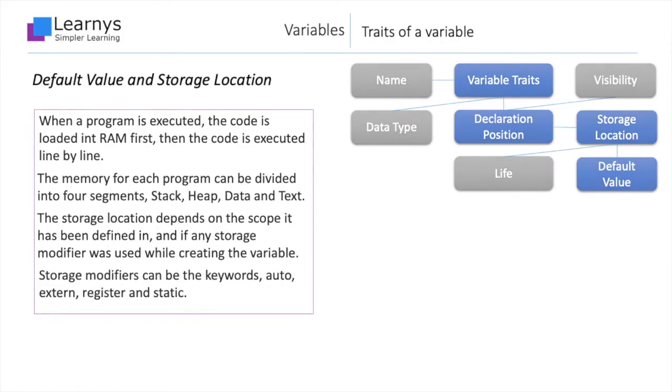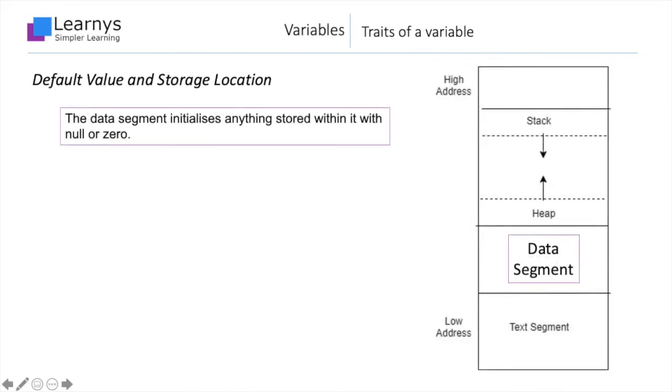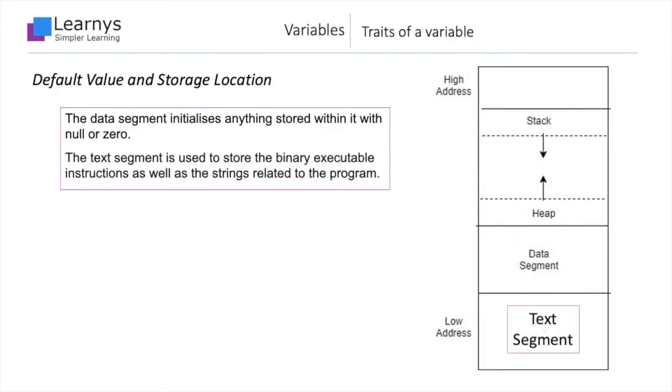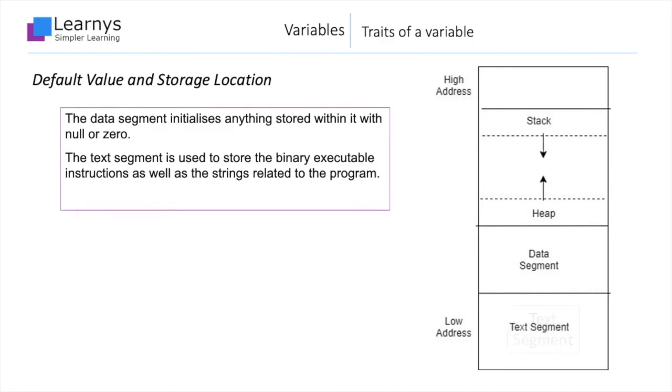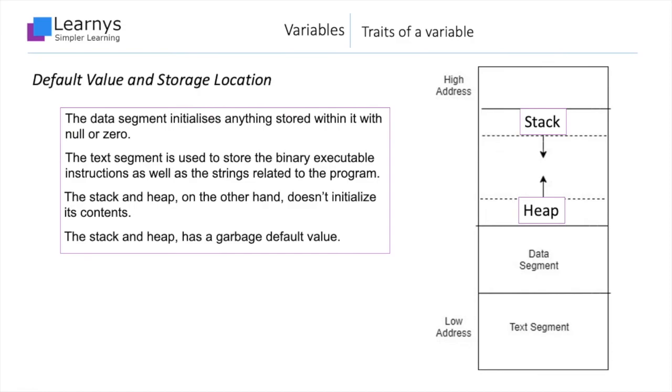Let us talk about the default values of each of the memory segments. The data segment initializes anything stored within it with null or 0. The text segment is used to store the binary executable instructions as well as the strings related to the program. The stack and heap, on the other hand, do not initialize their content. The variables stored here have some random value that was previously stored in the memory. We call this previous value garbage, as the value is a remnant and not pertaining to the current execution.